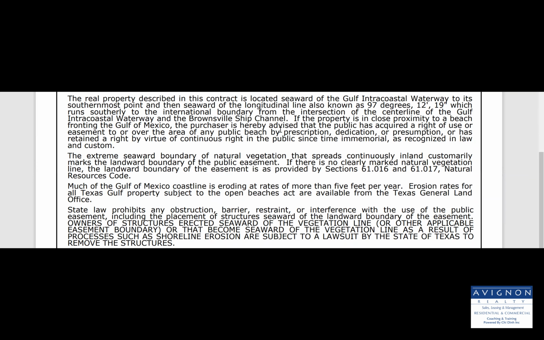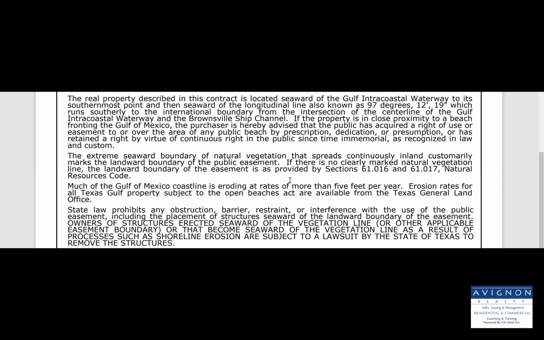If the property is in close proximity to a beach fronting the Gulf of Mexico, the purchaser is hereby advised that the public has acquired a right of use or easement to and over the area of any public beach by prescription, dedication, or presumption, or has retained a right of virtual or continuous use in the public since time immemorial as recognized in law and custom. The extreme seaward boundary of natural vegetation that spreads continuously inland customarily marks the landward boundary of the public easement.